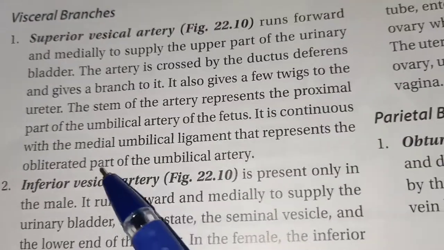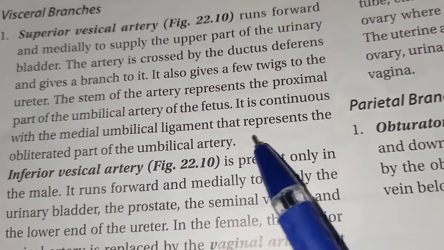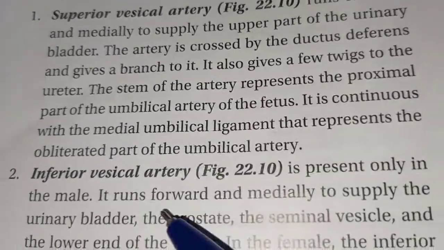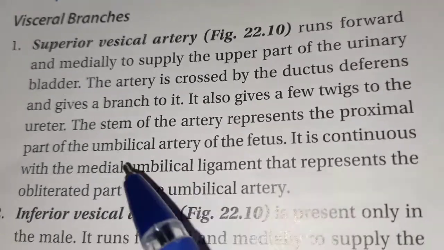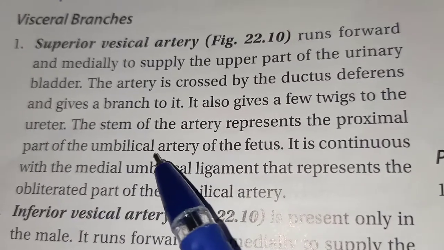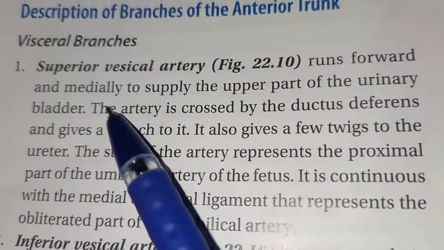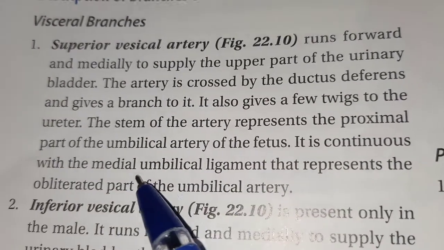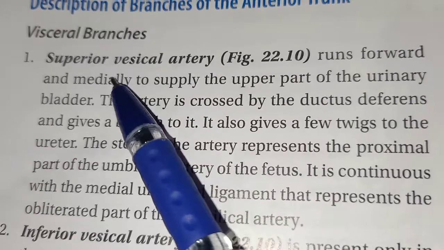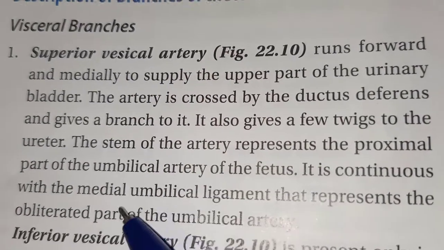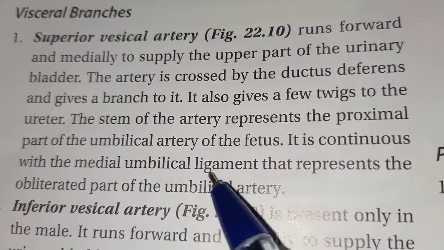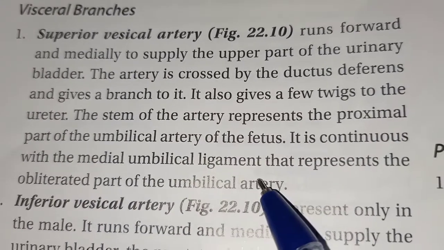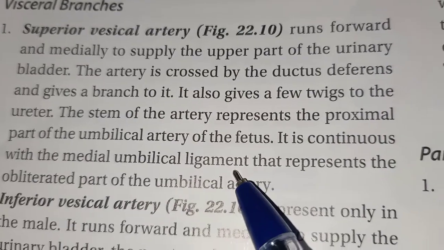It is continuous with the medial umbilical ligament that represents the obliterated part of the umbilical artery. So there are two umbilical arteries. One part is represented as the superior vesical artery and the other part is the medial umbilical artery. The superior vesical artery is present in the pelvic area and the medial umbilical artery forms part of the anterior abdominal wall. So it's a remnant of the umbilical arteries.